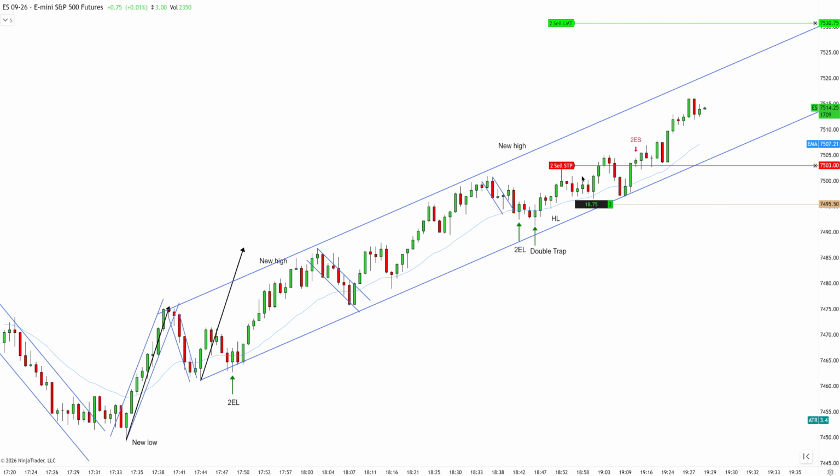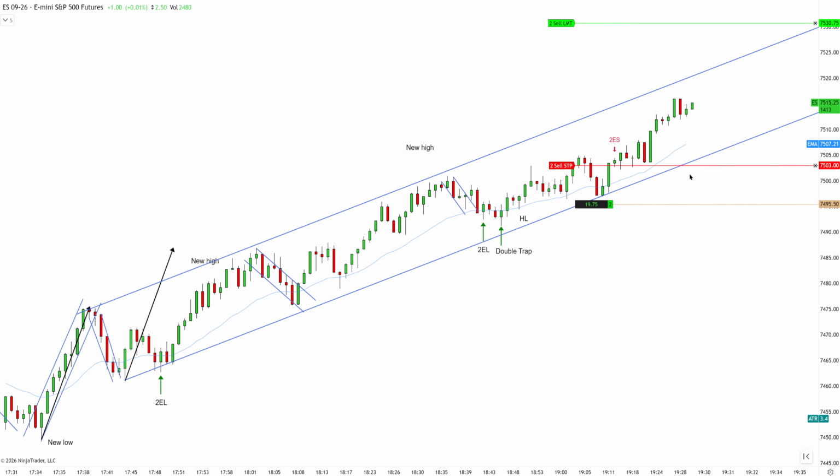Alright traders, market keeps trending higher after new high. EMA keeps holding, so I'm drawing an additional channel, a spike and channel pattern. Structure still looks great, still looks seamless, so the trend is still in play.